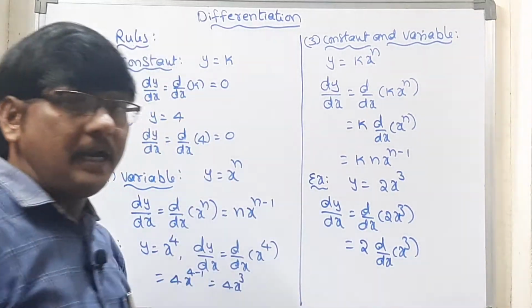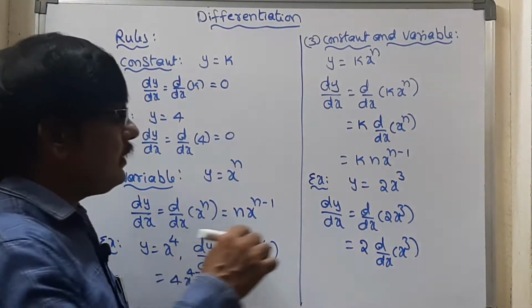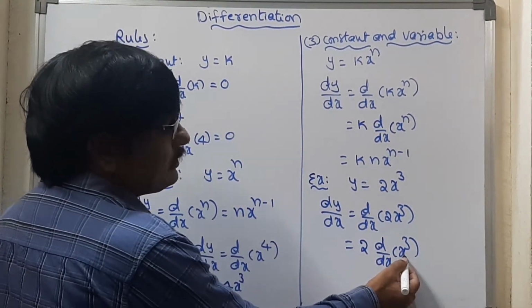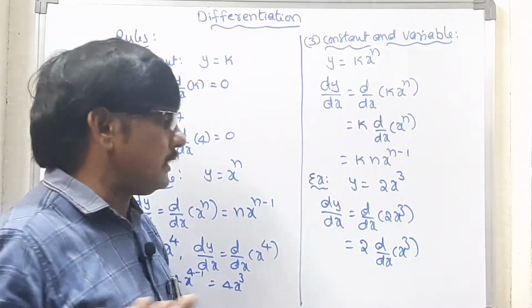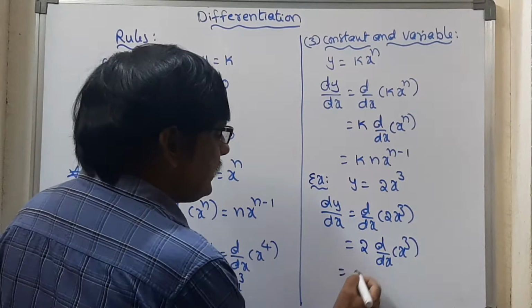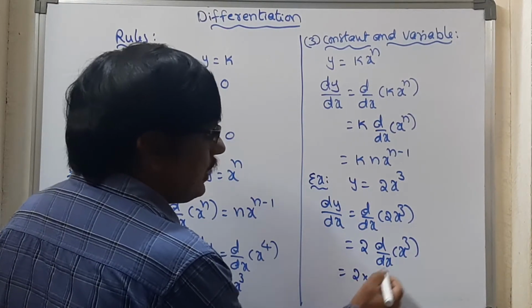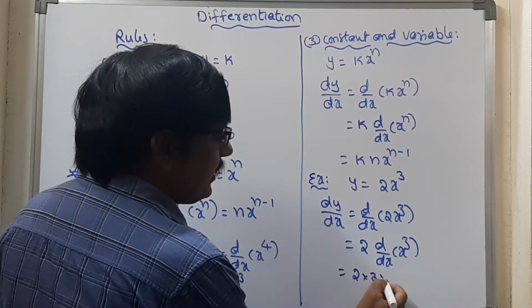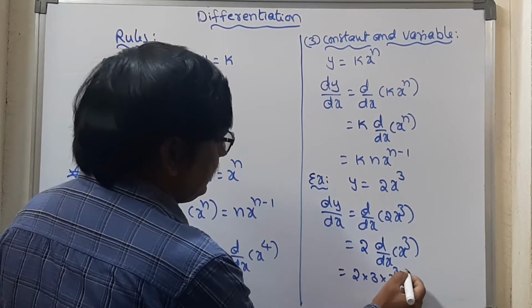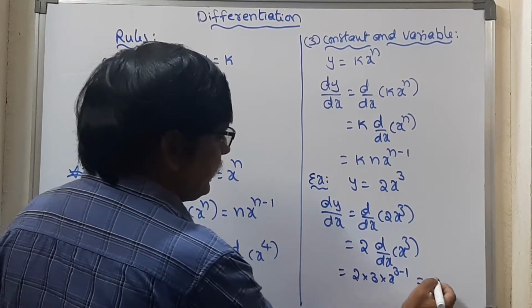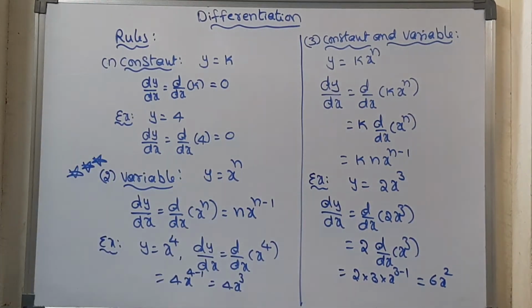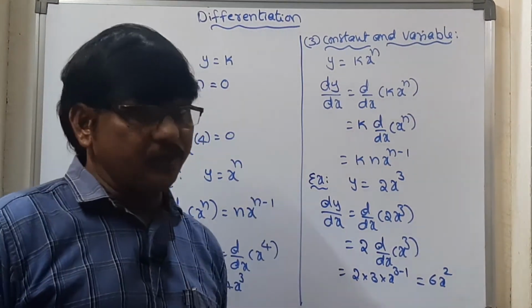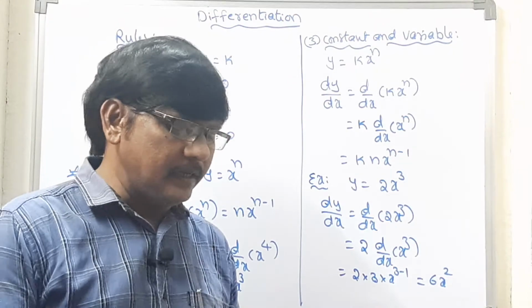Now what is the formula we should apply for x power n? d by dx of x power n is equal to n into x power n minus 1. So we will write that. 2 already exists, 2 into, and this 3 comes here into x power 3 minus 1. Ultimately, 2 into 3 is 6x square. Got it? These are the basic forms, and some more formulas are still there, we will discuss.